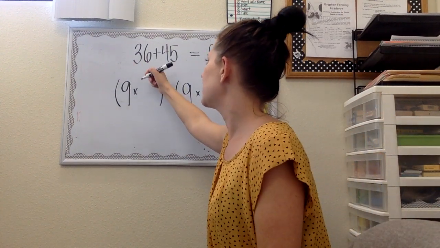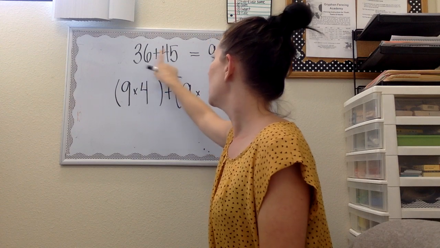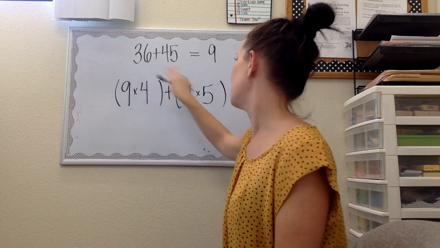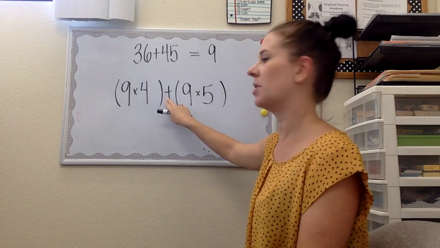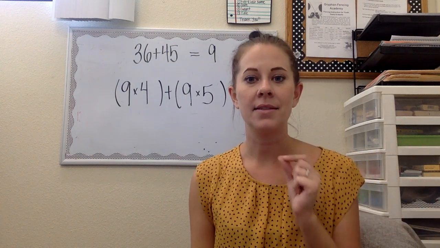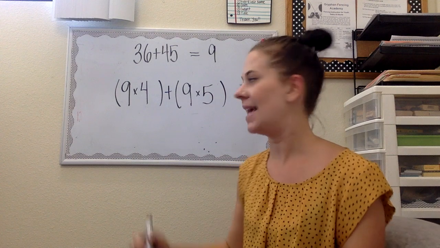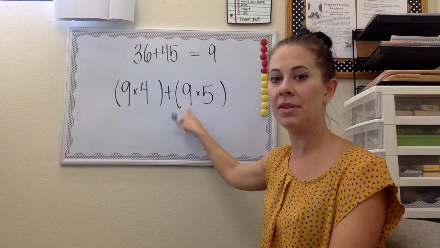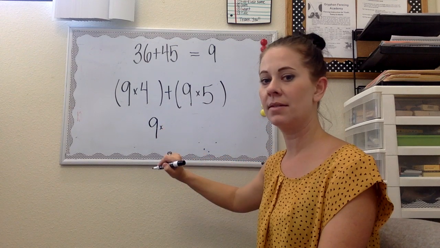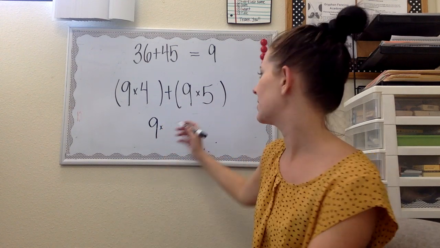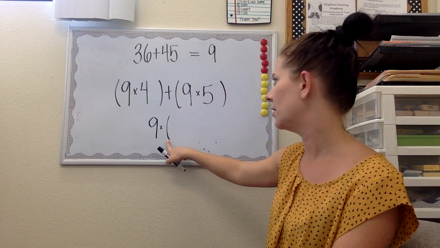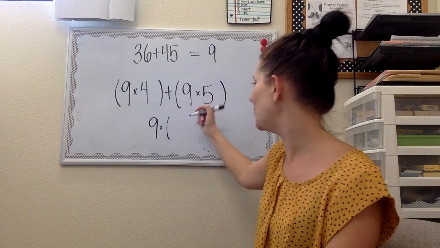So 9 times what is 36? 4. 9 times what is 45? 5. So this means the same, and we still kept our plus sign. We haven't really changed anything crazy yet. This is distributive property. I get to take the 9 that's being multiplied in both of these and write it in front of some parentheses. It's really a times, but remember we don't need the times, because when I write a number in front of parentheses, it means multiplication. And then I can add these 2 numbers.